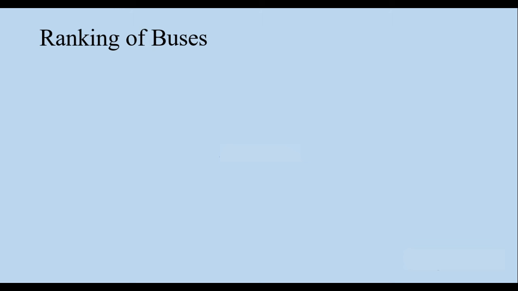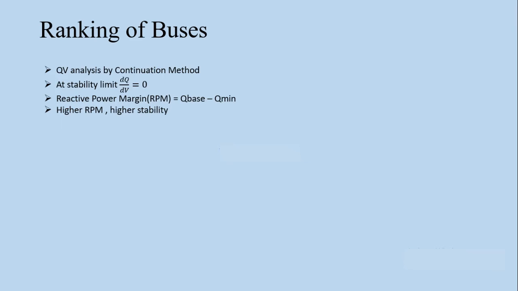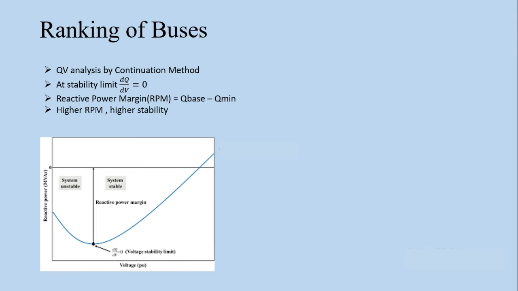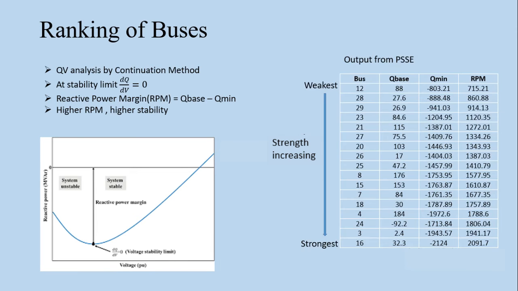Ranking of buses. To rank the strength of the buses, we have to perform QV analysis. It involves continuously increasing reactive power until the stability limit is reached. Reactive power margin is calculated from base MVAR and minimum MVAR. We have performed QV analysis for all load buses in PSSE. Here is the output. The higher the reactive power margin, the stronger the bus is. Here bus 12 is the weakest one and 16 is the strongest one.